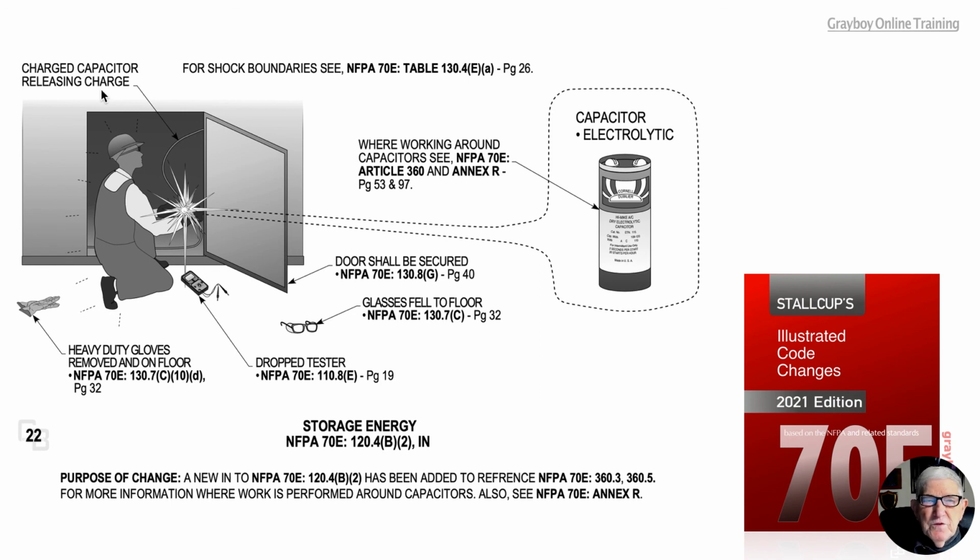He failed to do so, and you can see he received a tremendous shock from failing to follow safety-related work practices that are usually in the safety manual of a facility, or they're listed in NFPA 70E. But the committee felt like we needed an article addressing storage energy, Article 360. And then, of course, the Annex R is listed with a tremendous amount of helpful information to the user of NFPA 70E.